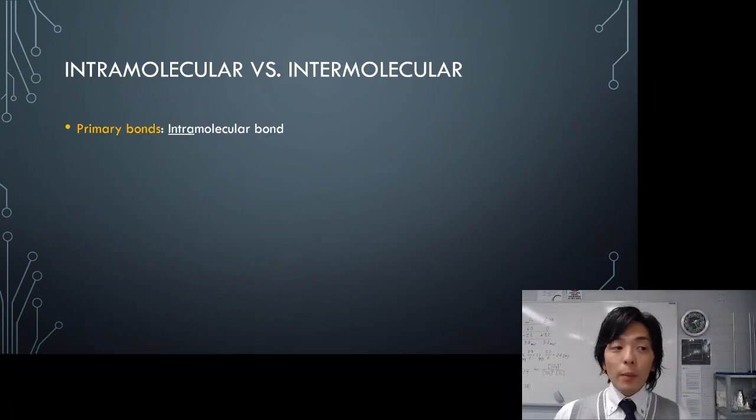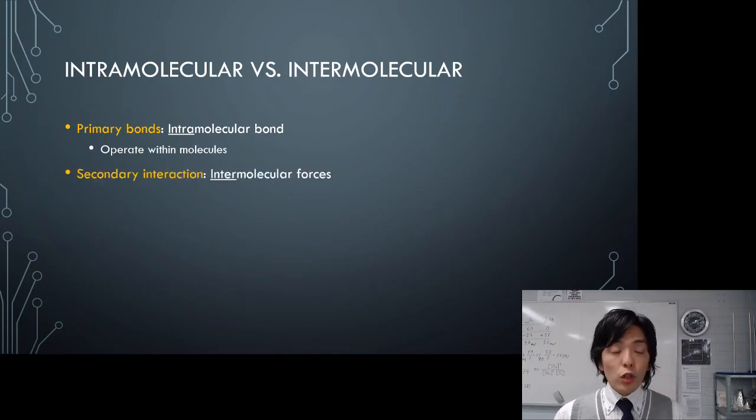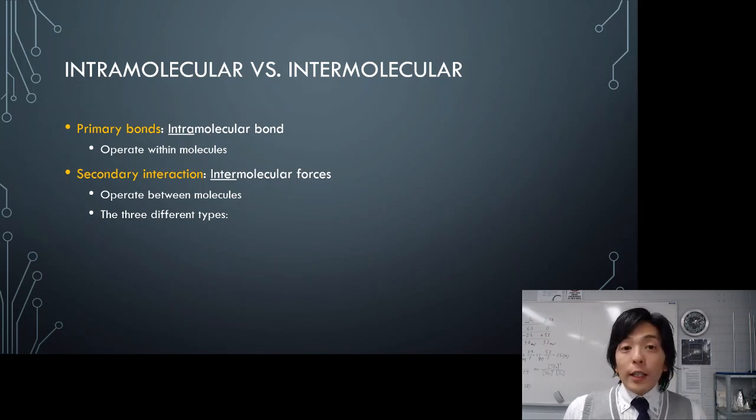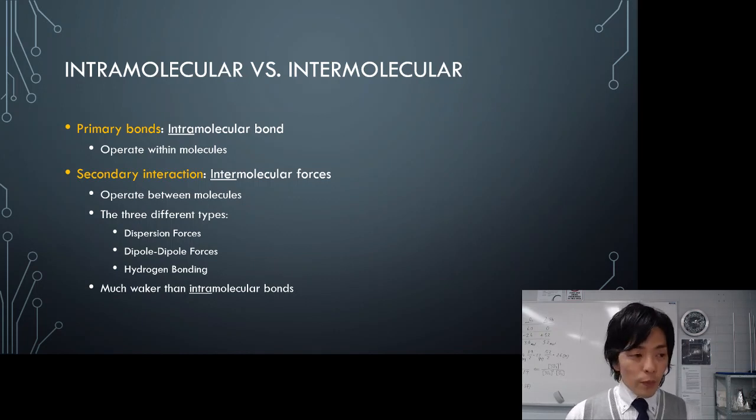So, primary bonds, just to recap, are intramolecular bonds. Those three primary bonds are metallic, covalent, and ionic. They operate within molecules. On the other hand, secondary interactions are intermolecular forces, like international or interstellar, happening between things. They operate between molecules instead of within molecules. There are three different types of intermolecular forces, and you will be familiar with all three. First one is dispersion forces. Secondly, dipole forces, and finally, hydrogen bonding. They are the secondary interactions, and they are much weaker than intramolecular bonds.